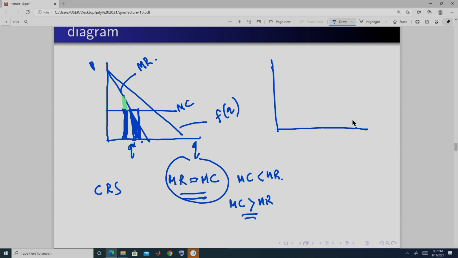So, the actual monopoly profit in this situation is something. This is the marginal cost, and suppose the average cost here is going to be something like this, and this is the monopoly output Q star. So, this is the monopoly price.